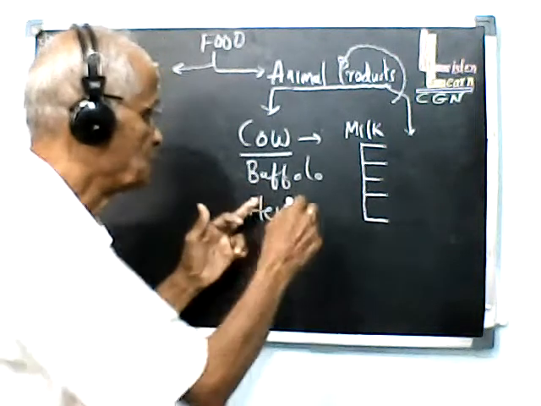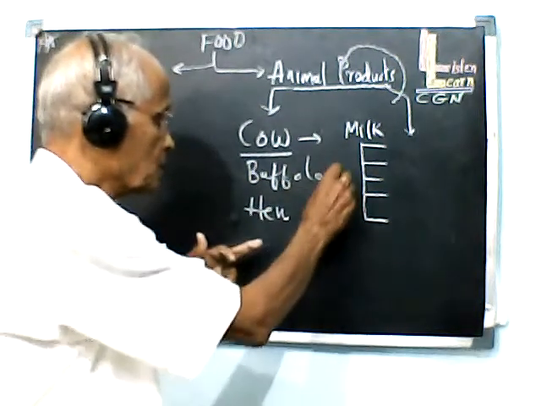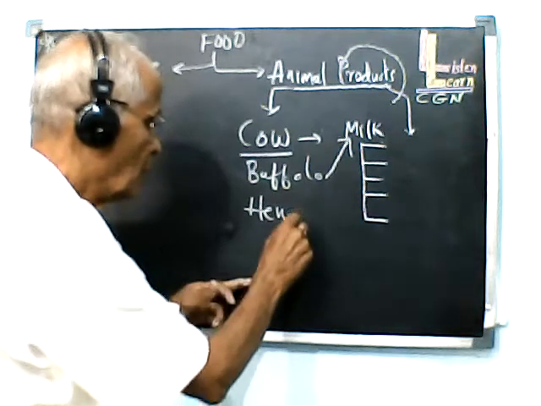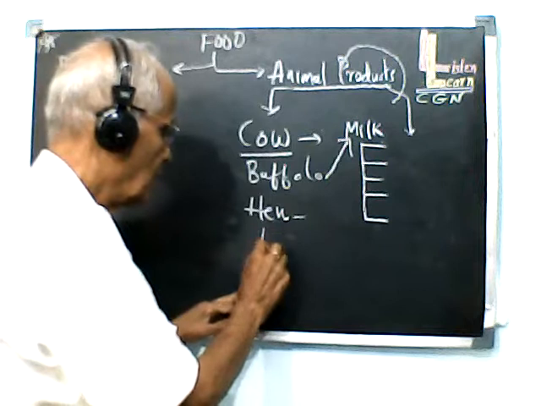Buffalo also gives milk and that milk also gives many products. Now hen gives egg.